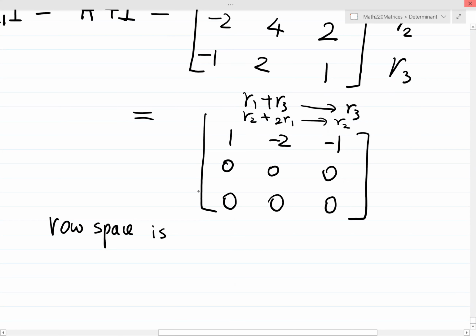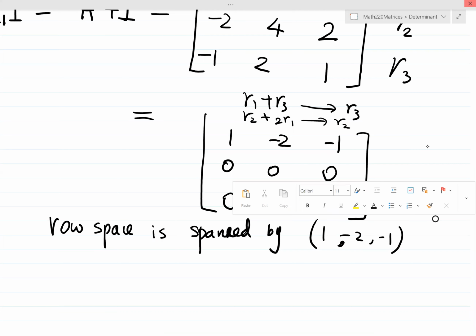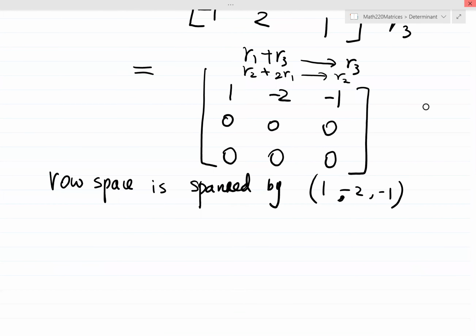So the row space is one-dimensional, spanned by the vector 1, -2, -1. The null space is orthogonal to this row space, so we should have a two-dimensional null space. So we find two basis vectors of this null space. There are a lot; you can easily find vectors that are orthogonal to this.